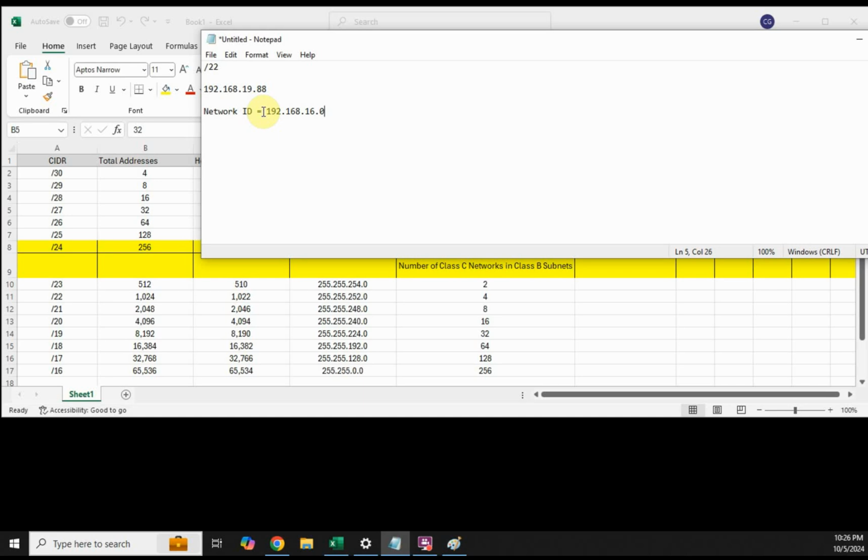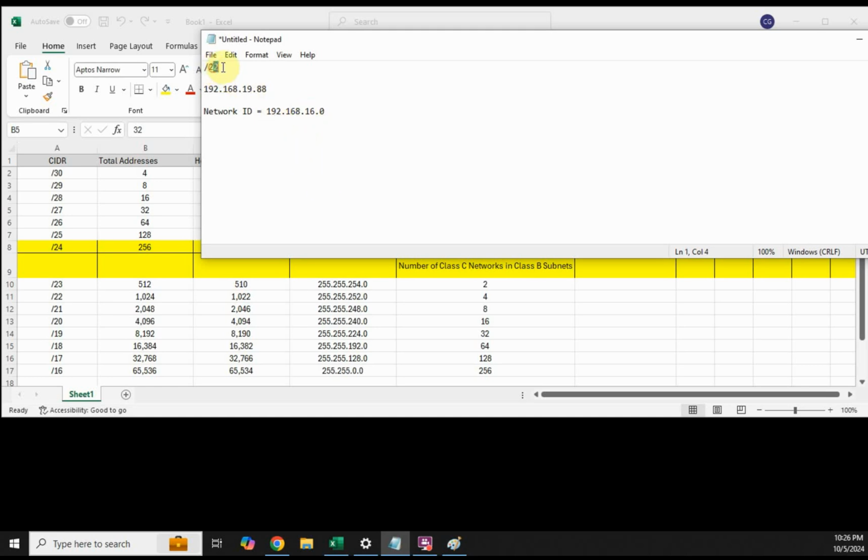Into this cleanly. This one right here. 4 goes into 19 4 times. 4 times 4 is 16. There's your network ID. That's it. I'm done. Because the next network ID is going to be .20.